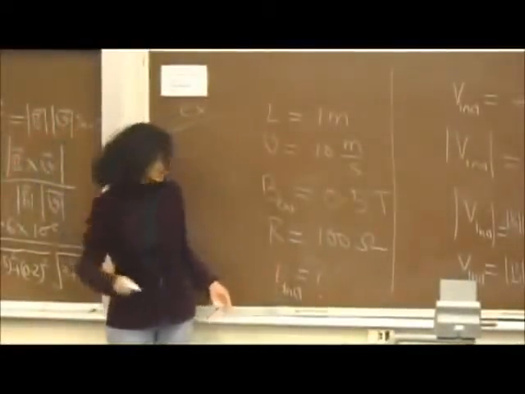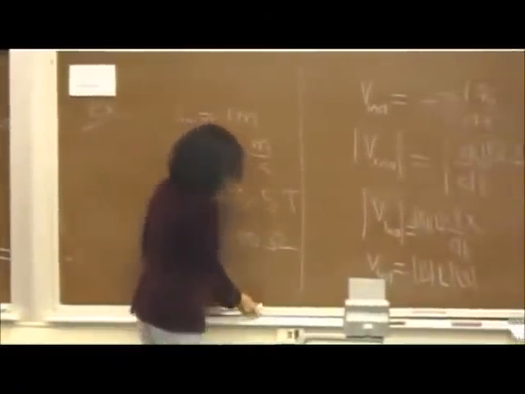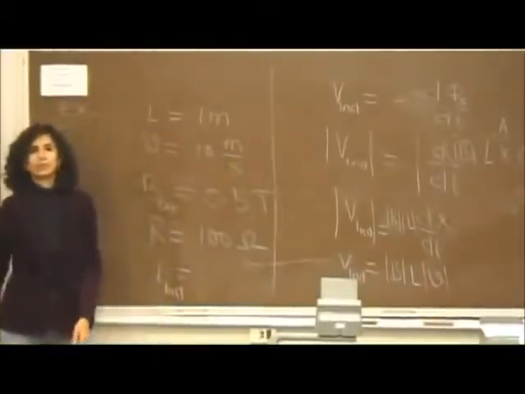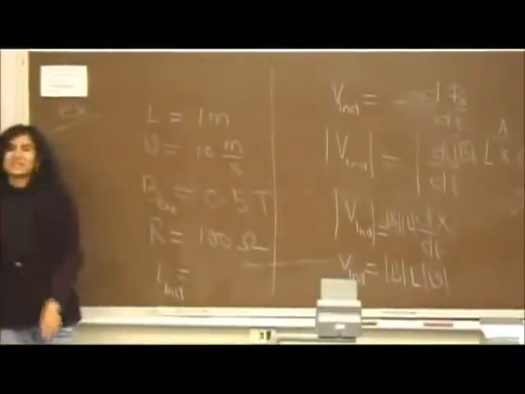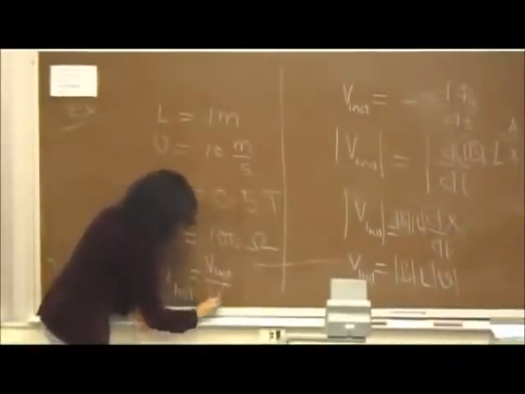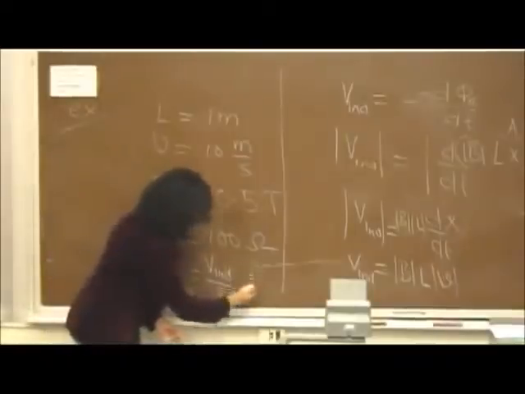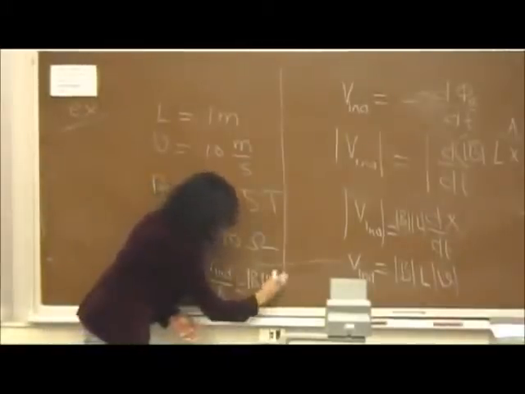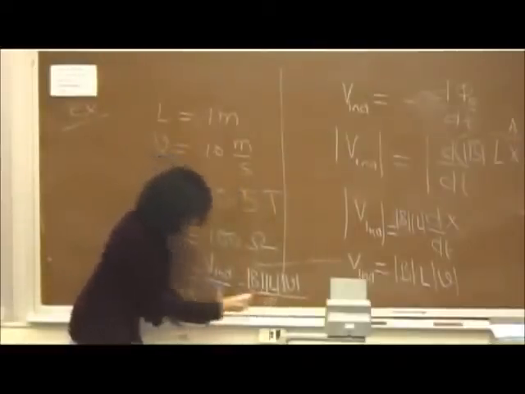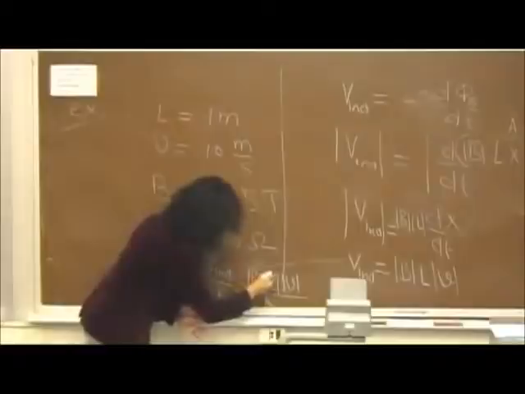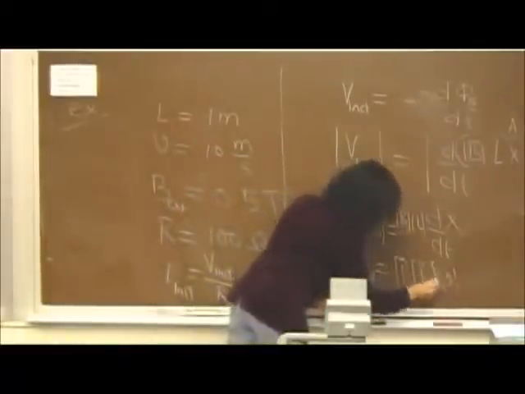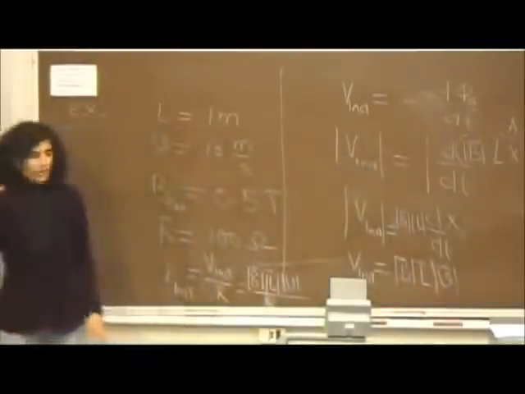Last row. If I know V induced, what is I induced? Somebody from the last row, please. Excellent. It's just V induced divided by R. And so this is going to be just BLV divided by R. Right? So this is just BL, this is the speed, magnitude of velocity, divided by R.